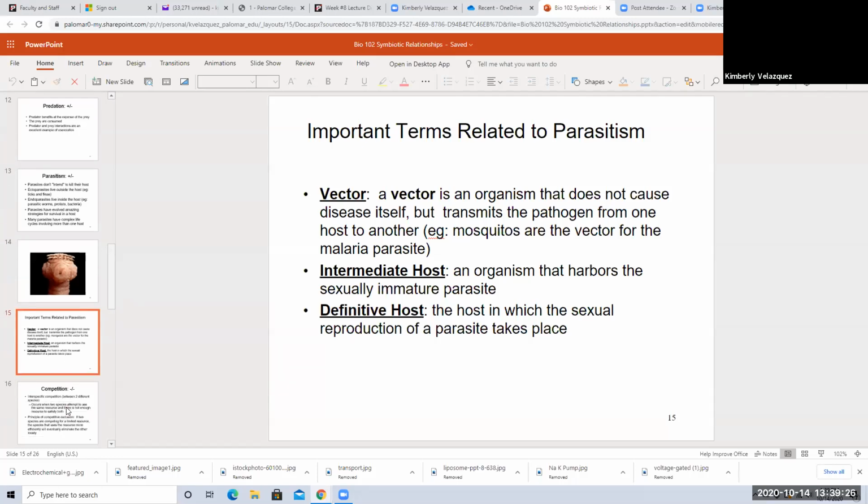So lots of terms related to parasitism. And you'll get more of this information as you go through the organismal diversity.